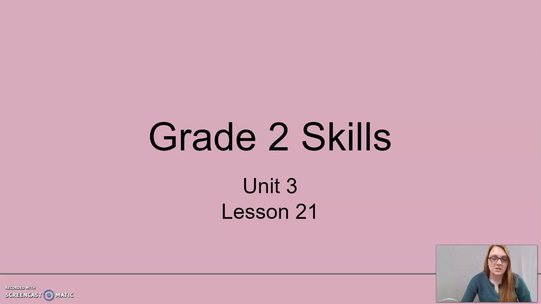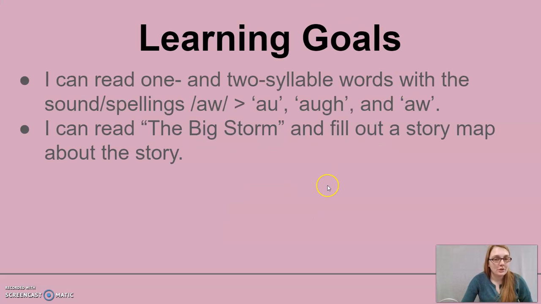We're working on grade 2 skills. Today's unit 3, lesson 21. We're getting close to the end of the unit. Our learning goals for today: reading 1 and 2 syllable words with the sound spellings for A, A-U, A-U-G-H, and A-W. And then we're also going to read The Big Storm and fill out a story map about that story.